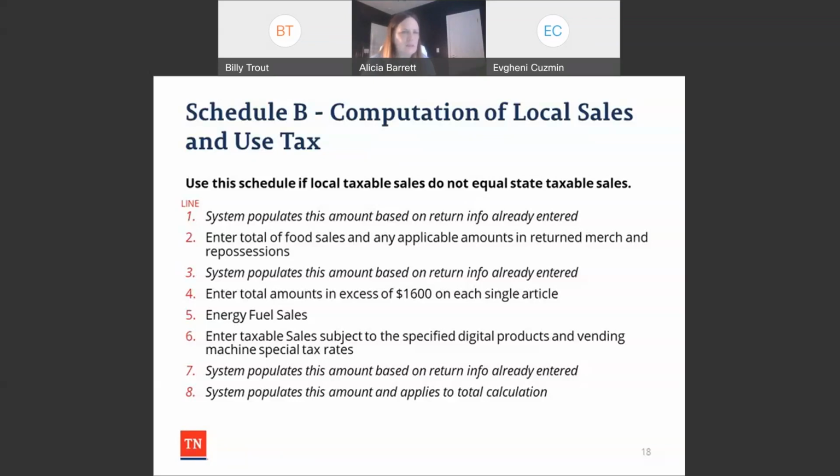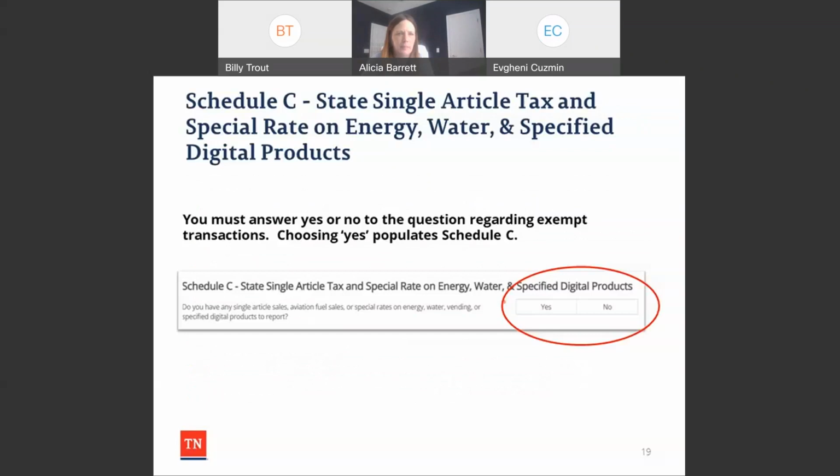Line 3, the system is going to do it. Line 4 is for single article, so any amounts in excess of $1,600 on each single article. Line 5 is talking about energy sales, and line 6 is going to basically remove the specified digital products and vending machines from the typical calculation for the local tax rate, so that a special local tax rate can be applied to it. Lines 7 and 8 will be calculated by the system.